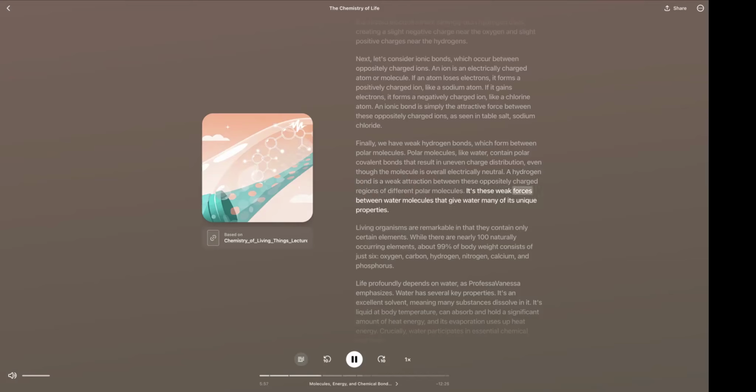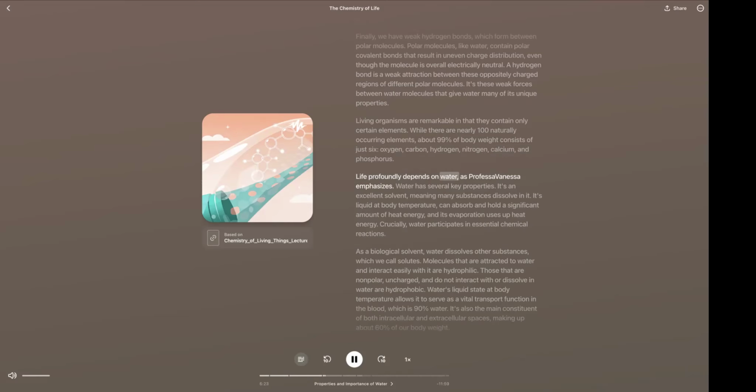It's these weak forces between water molecules that give water many of its unique properties. Living organisms are remarkable in that they contain only certain elements. While there are nearly 100 naturally occurring elements, about 99% of body weight consists of just 6: oxygen, carbon, hydrogen, nitrogen, calcium, and phosphorus. Life profoundly depends on water, as Professor Vanessa emphasizes.